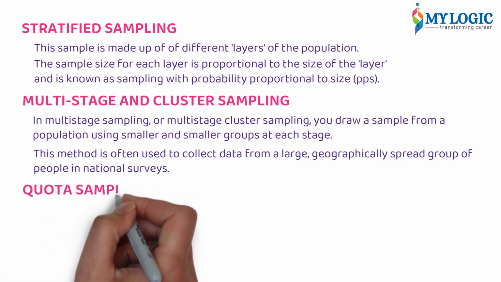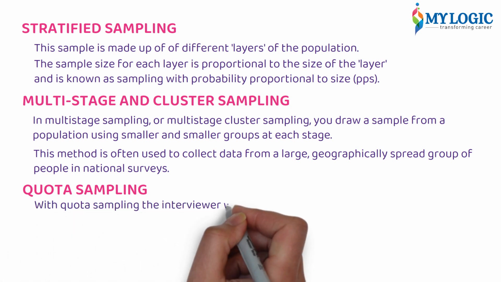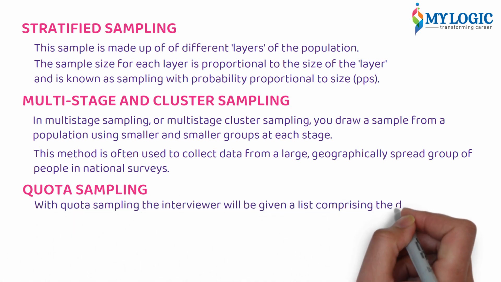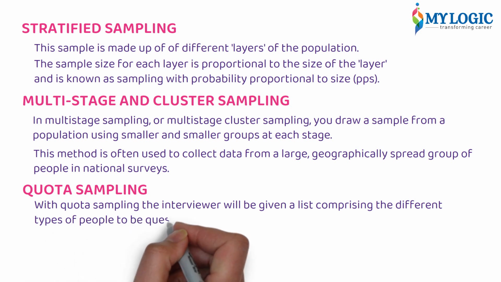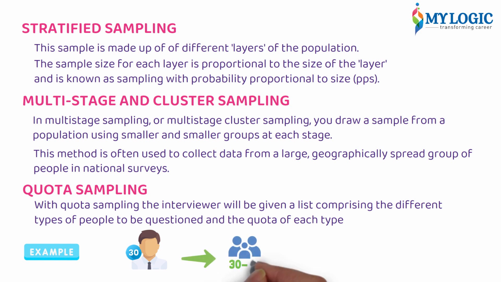Quota sampling. With quota sampling, the interviewer will be given a list comprising the different types of people to be questioned and the quota of each type. For example, 30 males aged 30 to 40 years, manual workers.